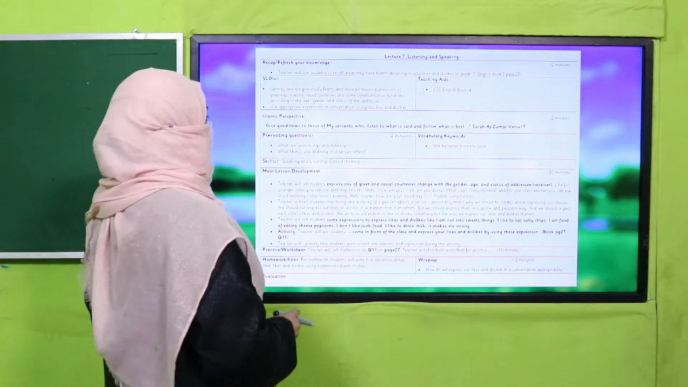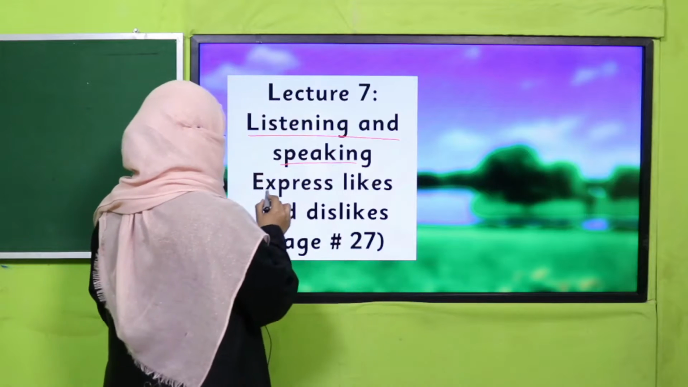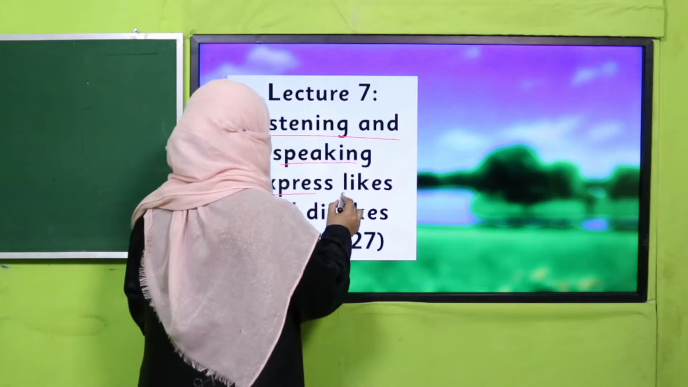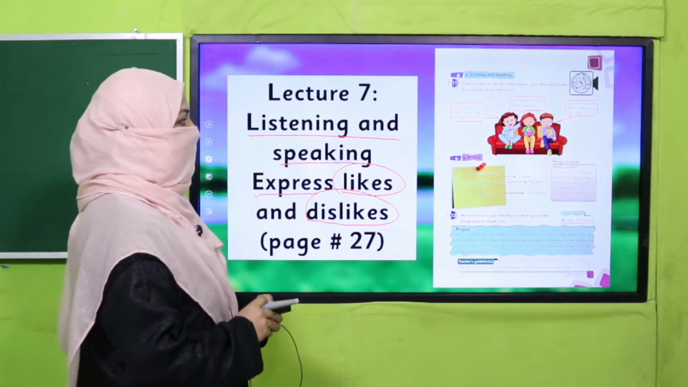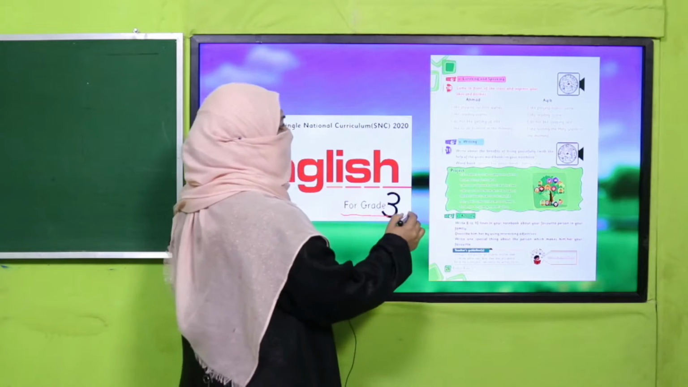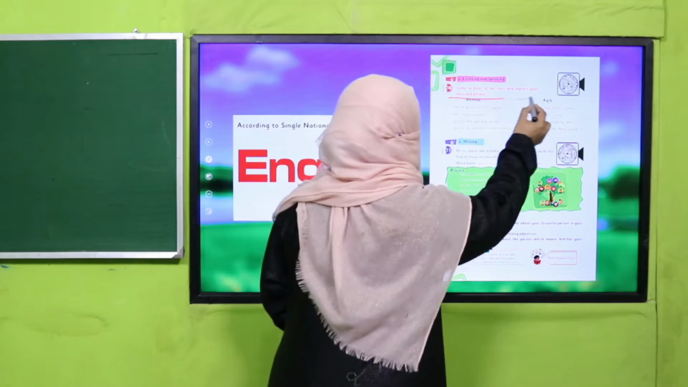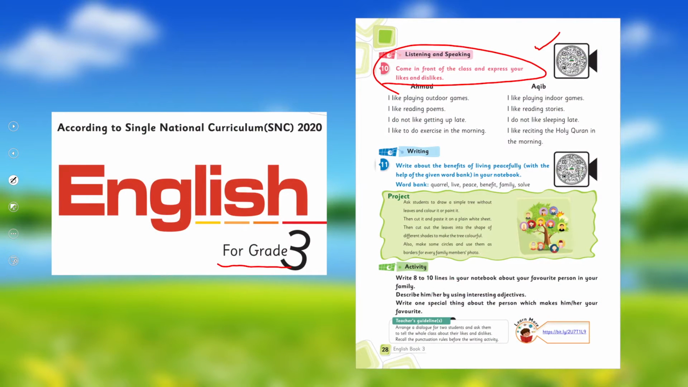My dear students, today under the title of listening and speaking, we are going to learn how to express likes and dislikes, and we are going to cover page number 27 of your book. Before this, in English for grade 3, I have already taught you how to express your likes and dislikes. So I hope you remember. If not, you may watch this video lecture again.